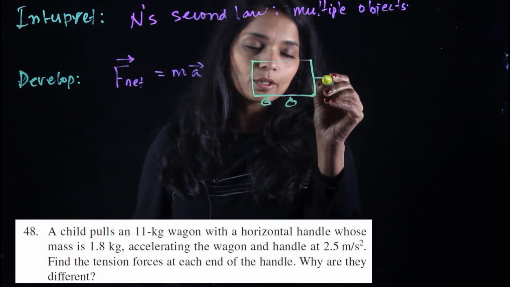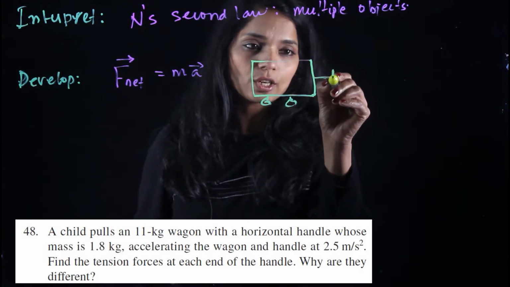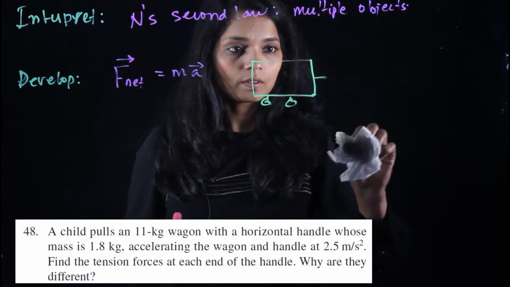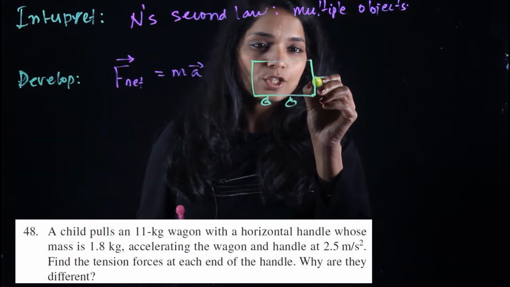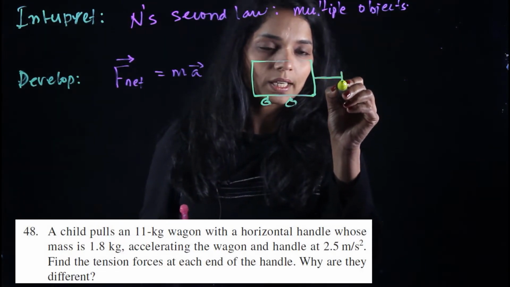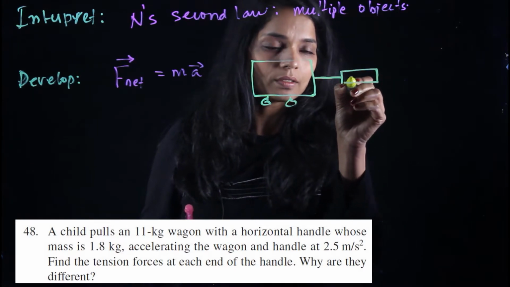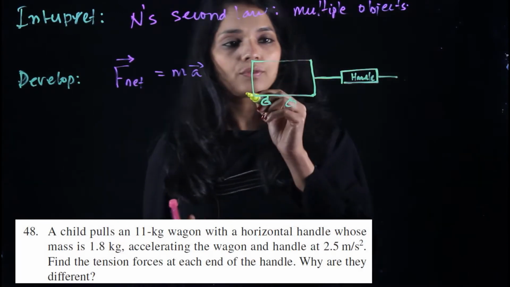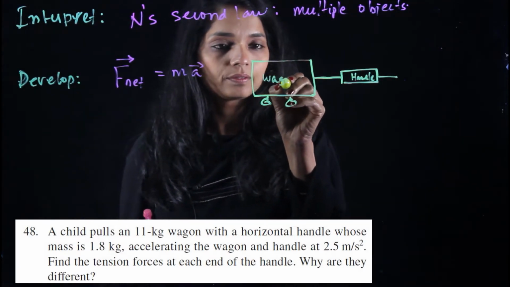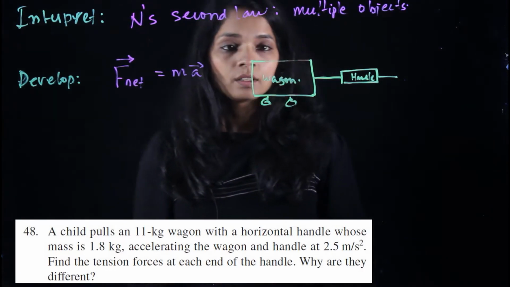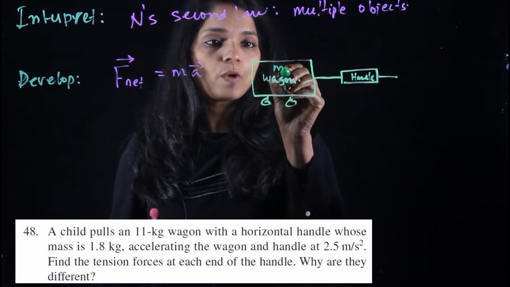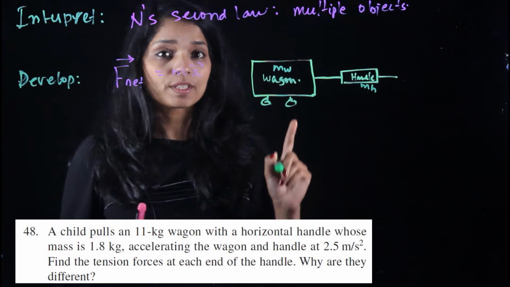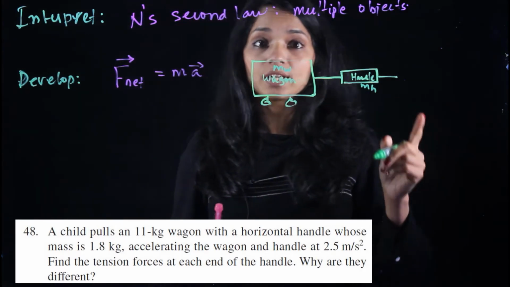And then the handle. Because I need to find the tension forces on each end of the handle, I'm just making it a little bit longer. So this is the handle, and this is each end of it, and this is the wagon. So the mass of each object: this is M wagon and this is M handle. After we draw the diagram, the next thing is to identify the forces acting on each object.